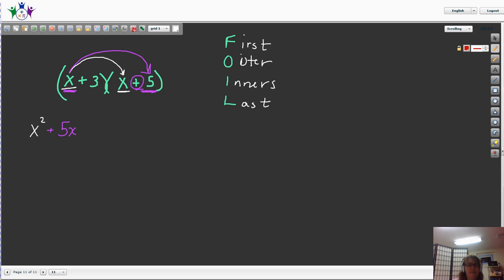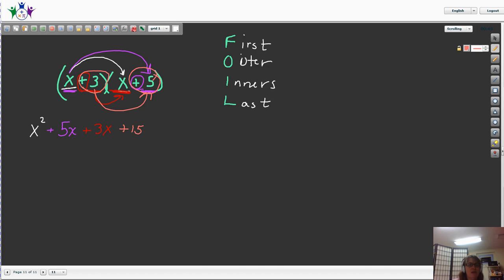These are pretty simple. Then we're going to do the inners, this sign times whatever's right here. That's going to give us 3 times x, or 3x, because we're pretty lazy. And the last thing is going to be the last. So we take this times that, including the sign in front. We take 3 times 5 to get 15.